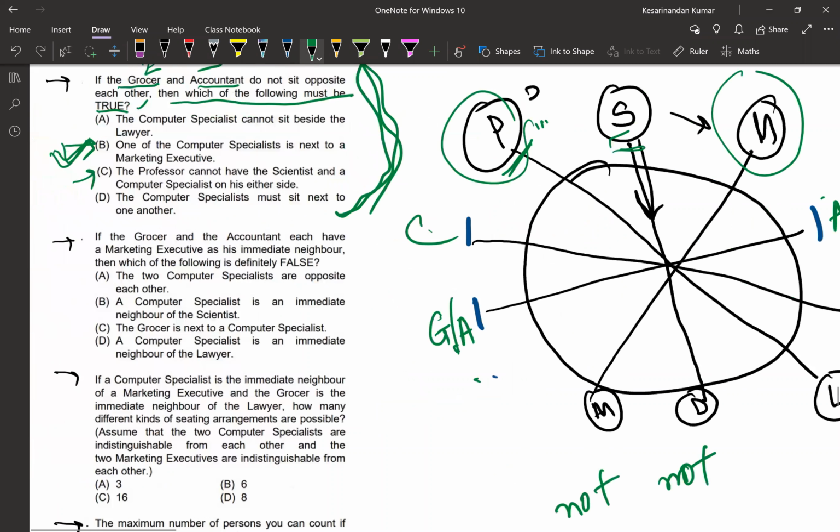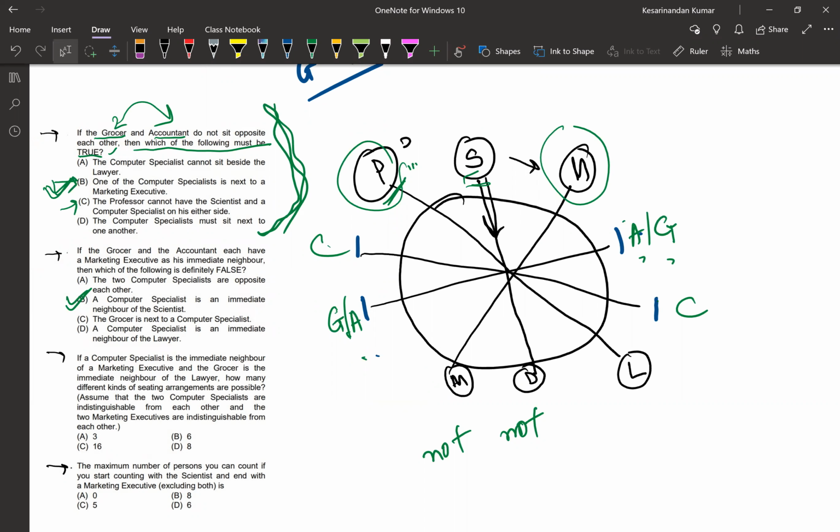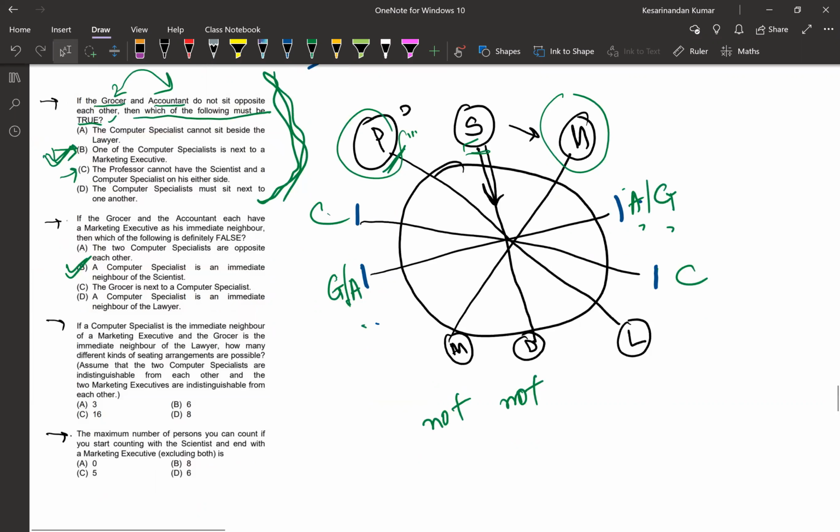Have you guys understood this part? This one was an easier question. Yes, Kesari. Okay, perfect. Let's move to the second last.